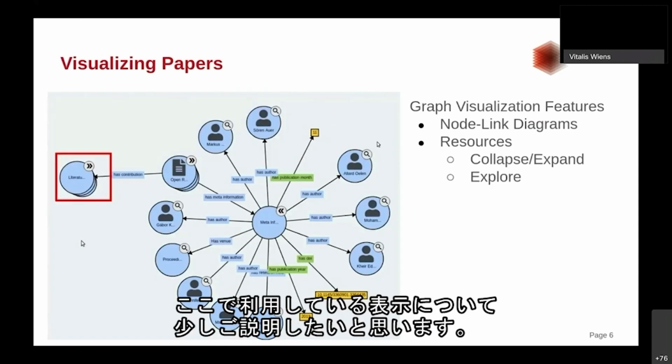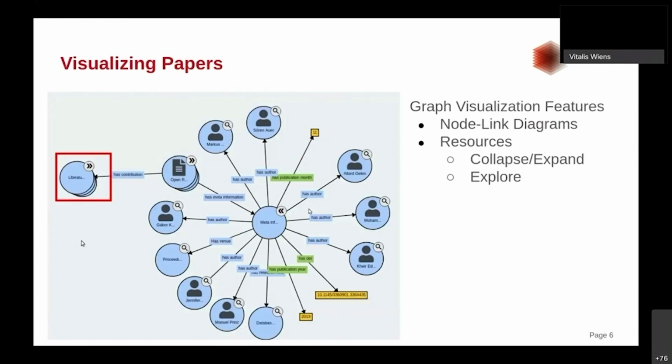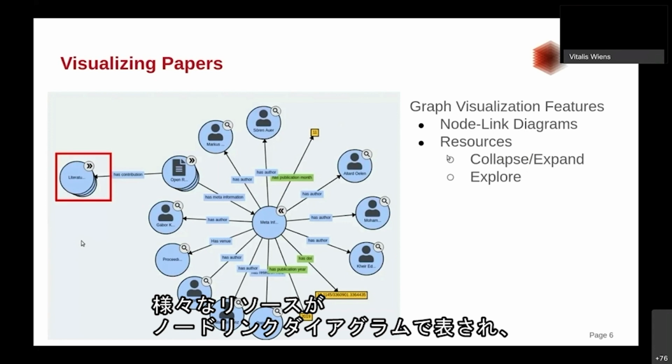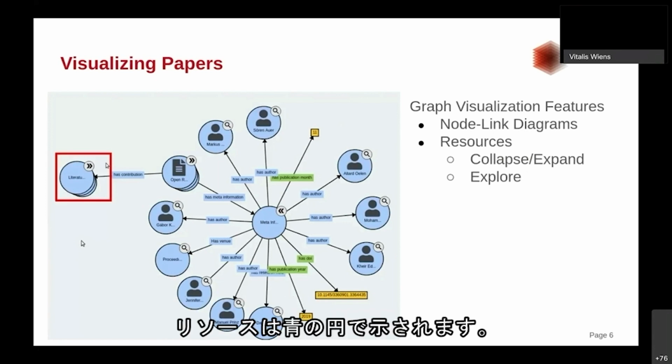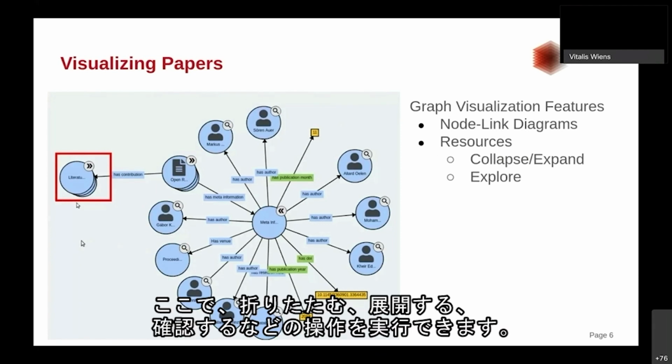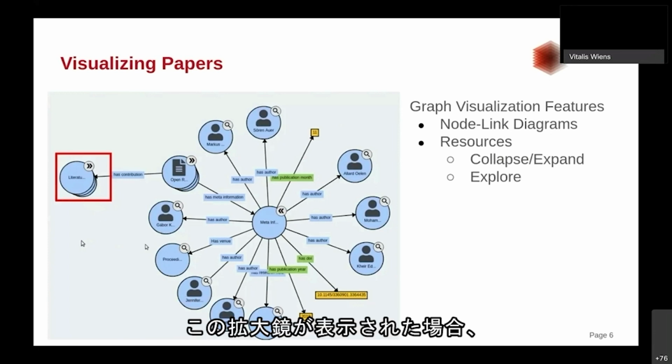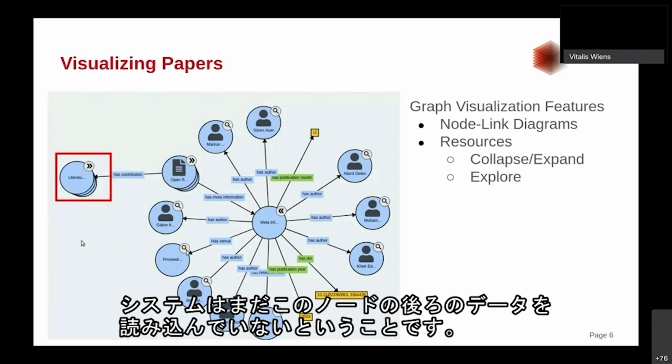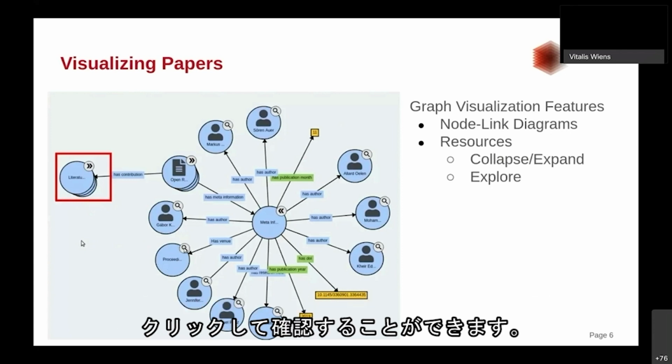And I would like to explain a little bit about the notation that we are using here. So we have a node link diagram where we have different resources, and resources are illustrated as a blue circle. And on this, you can also perform interaction operations like collapse, expand, and also explore. So when you have this magnifying glass, this means that the system has not yet read the data behind this node, and you can click on it and explore it.